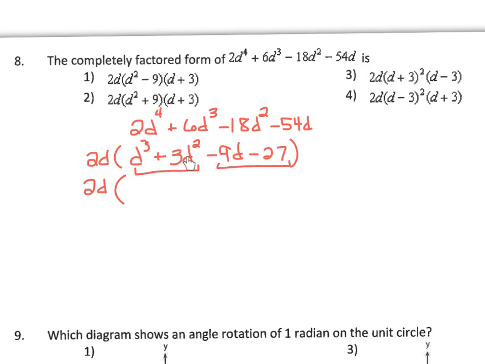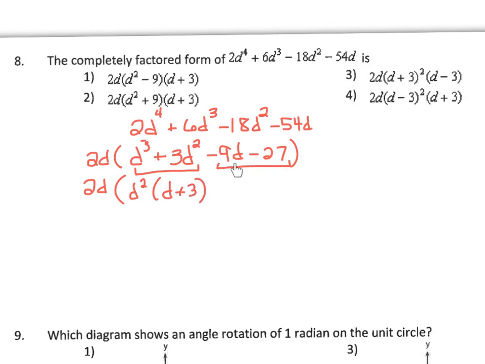Okay, so here I want to say, well, what can I pull out of these 2 terms? What do they have in common? Well, they don't have any numbers we could pull out, but we could pull out d squared, right? Again, look at which one has the smallest exponent. This one does. So we could pull out a d squared. And if we do, in parentheses, that leaves us with d plus 3.